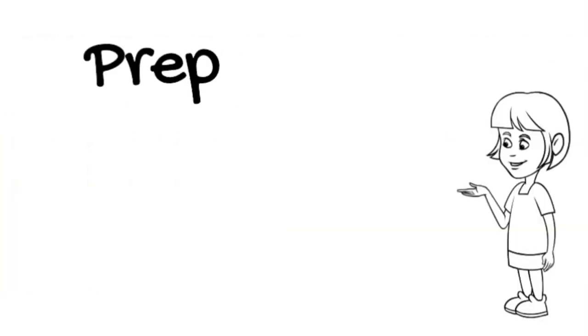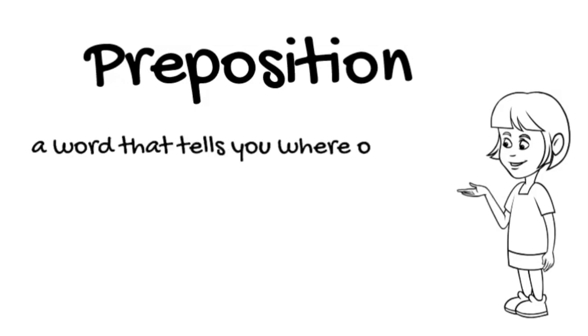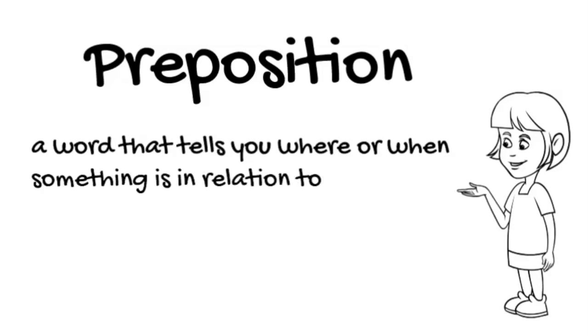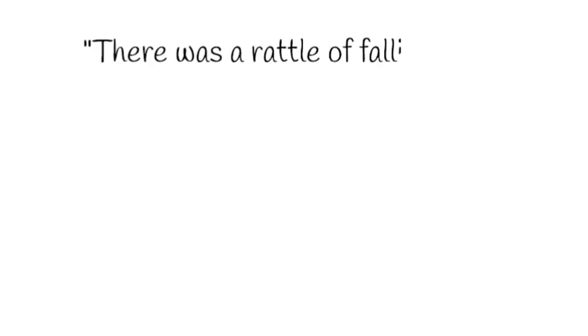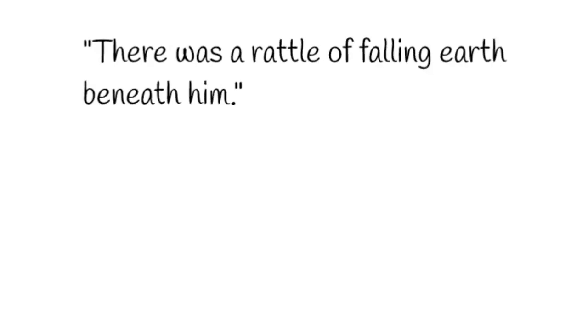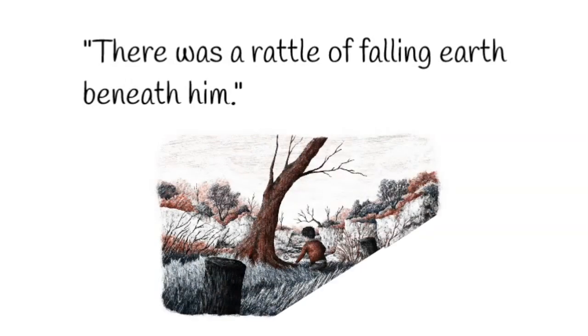Next up, we're going to look at prepositions. These are words which tell you where or when something is in relation to something else. Examples of prepositions include after, before, on, under, inside or above. An example quoted from the text is, "There was a rattle of falling earth beneath him." Beneath in our sentence being our preposition.